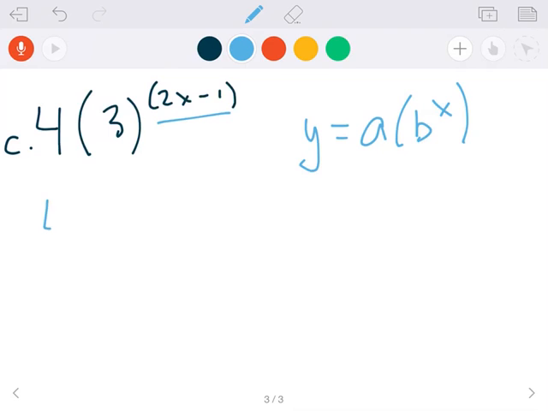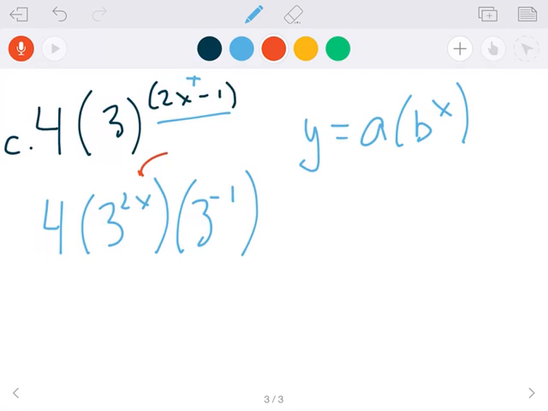So we're going to keep 4. We're still going to have 3 as our base, but we're going to write 3 to the 2x times 3 to the negative 1. Because even though this is subtraction here, it's really adding a negative 1. And so if we had this and we worked to put them together, we'd have 2x here minus 1, which would give us the top part. Okay, so we've rewritten it this way.